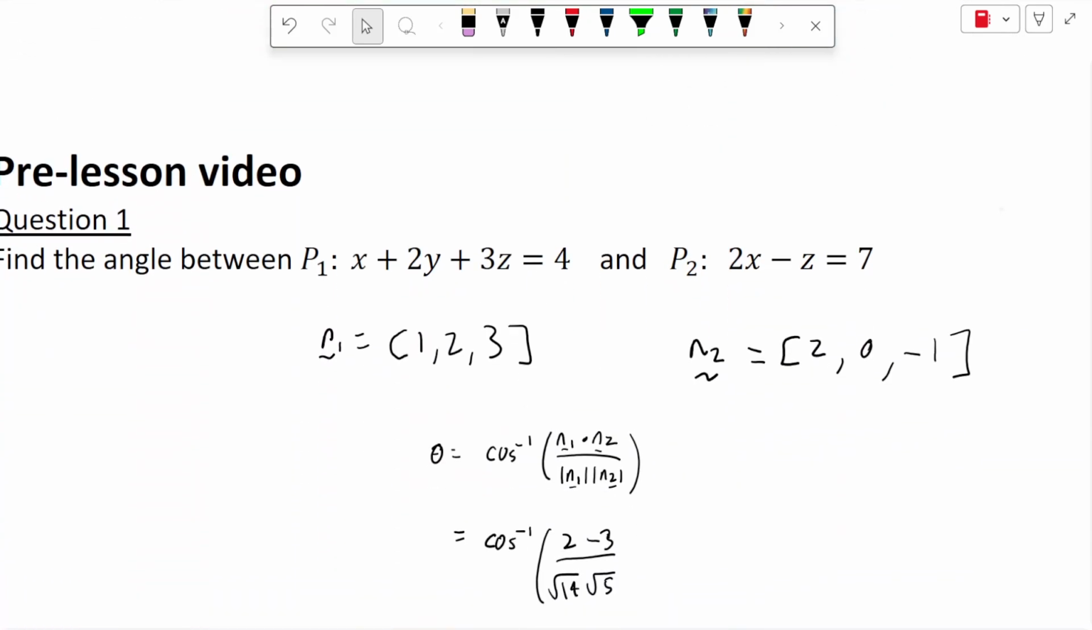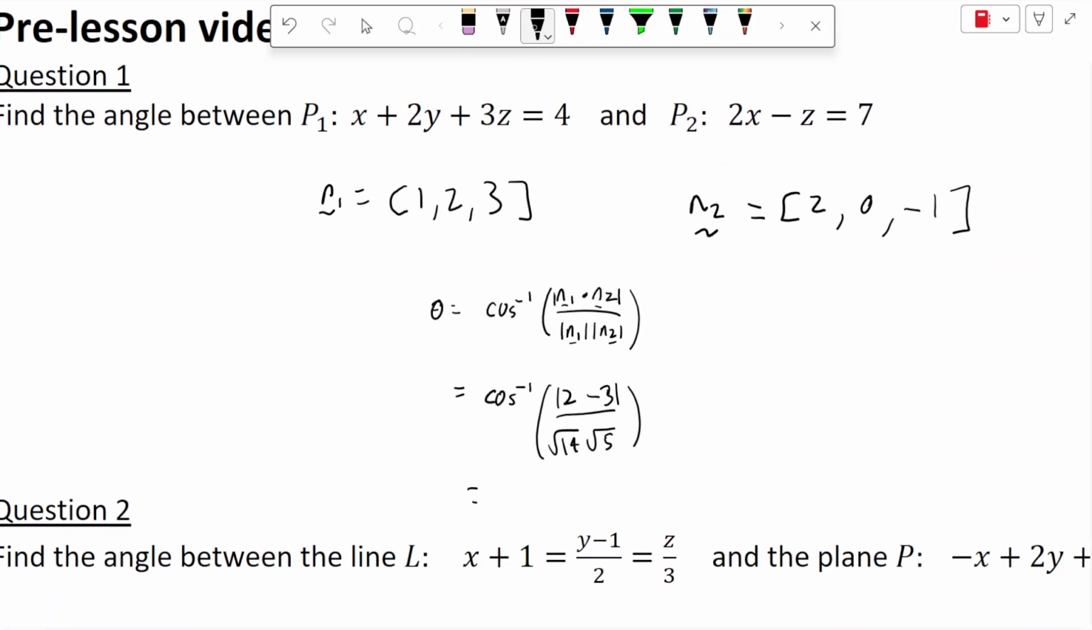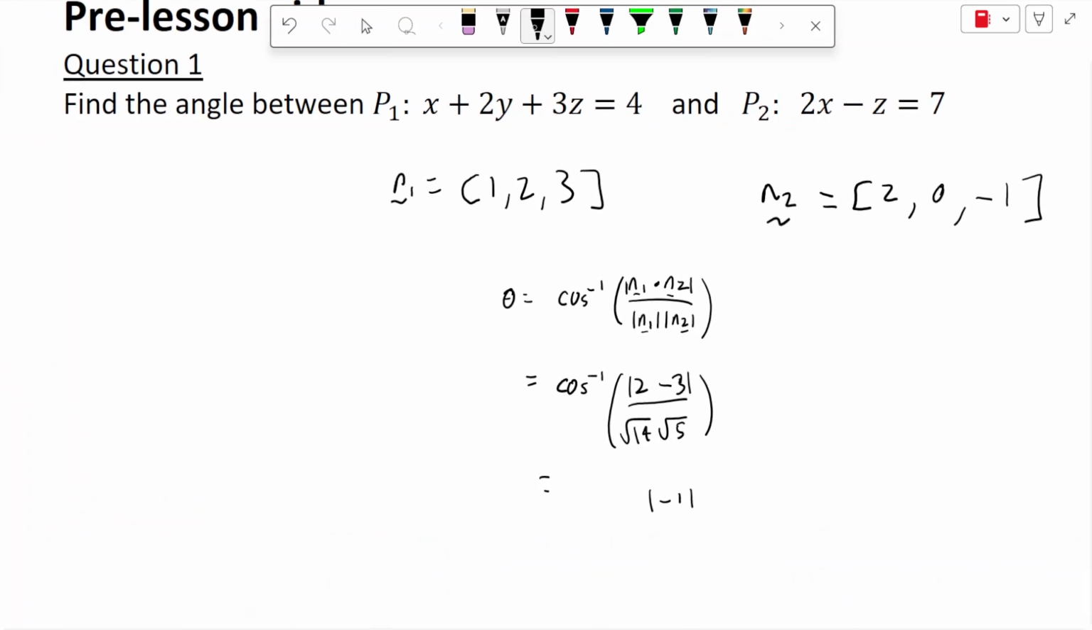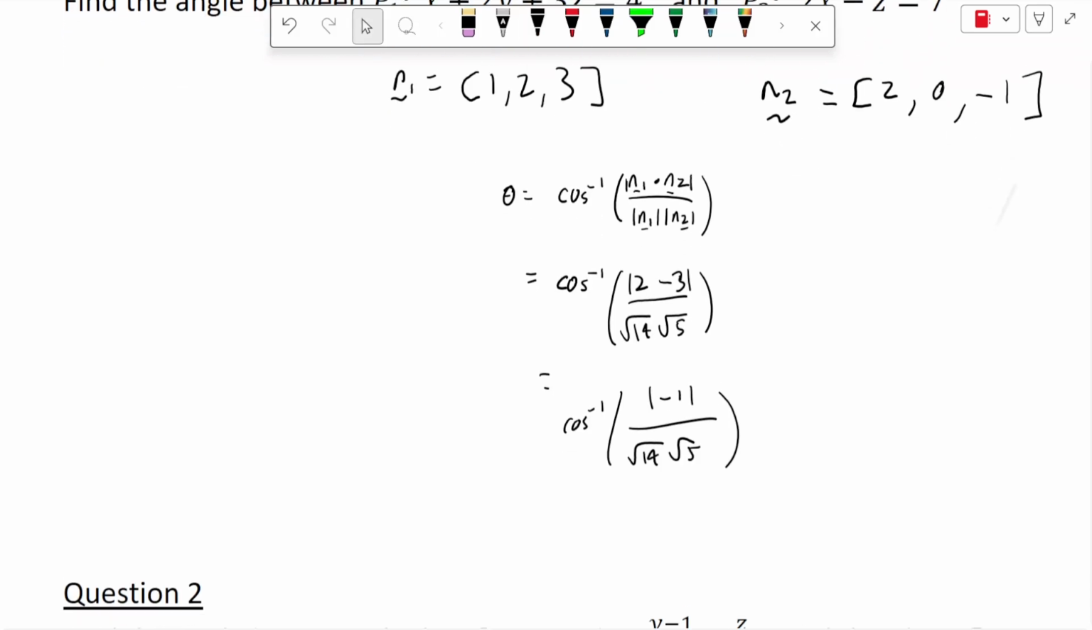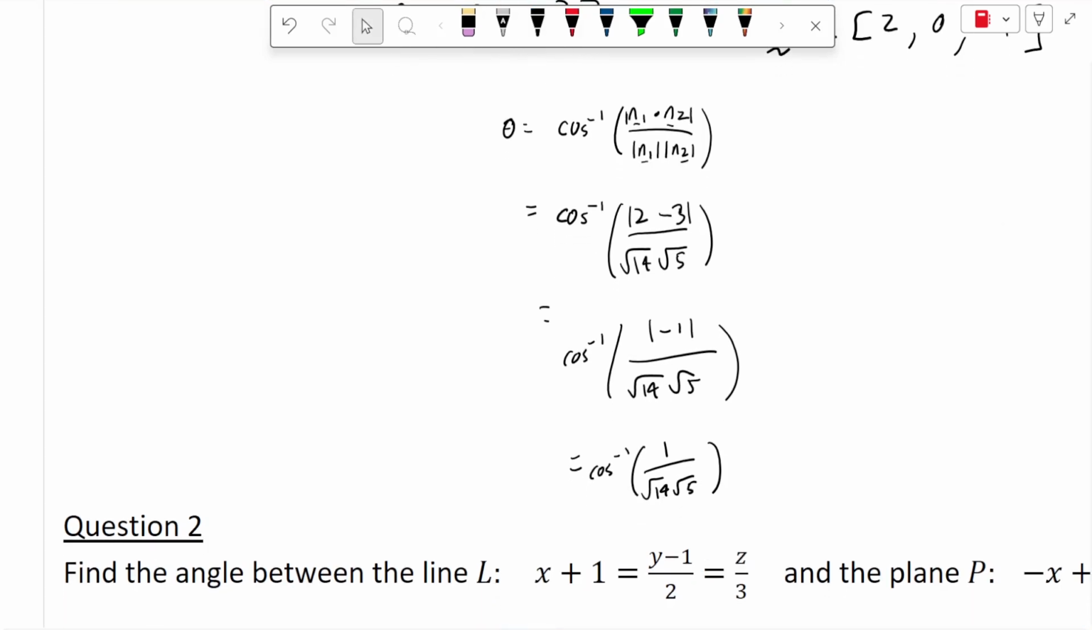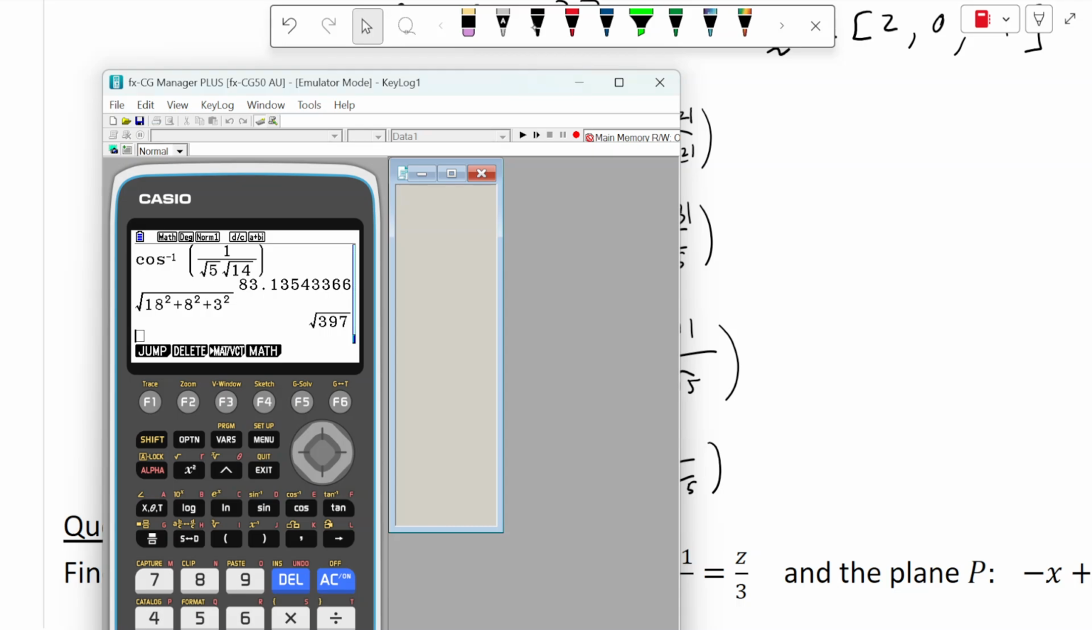Now, there's a modulus sign on the dot product as well. So that should be mod of 2 take 3. Just to show every step, that is mod of -1 on the top. Now, mod of -1 means that you turn it into +1. So that's cos inverse of 1 over root 14 root 5, and that's something we can just work out on a calculator.